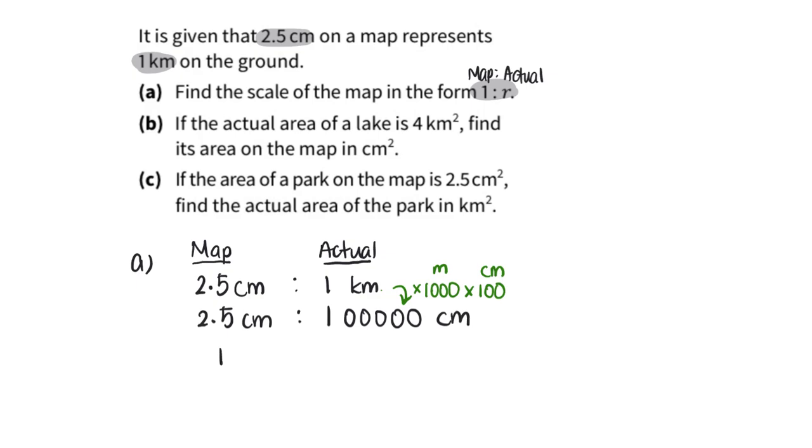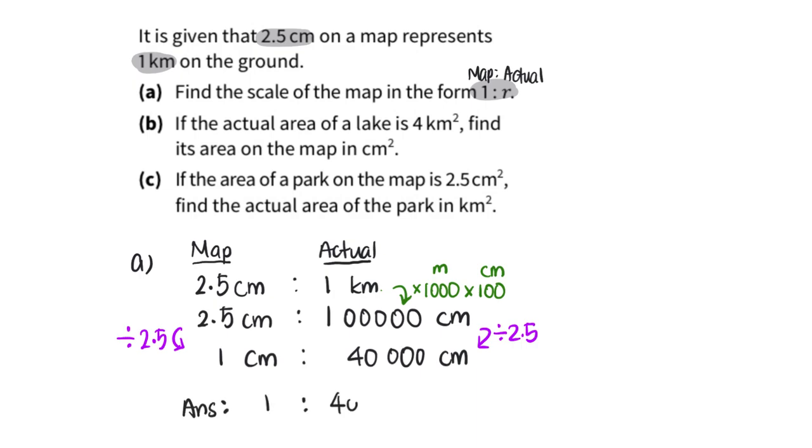Of course, to get 1 cm now, I would then need to divide by 2.5 on both sides. That will give me 40,000. And therefore, final answer 1:40,000. Do take note at this point, no units required. Okay, so part A is done.